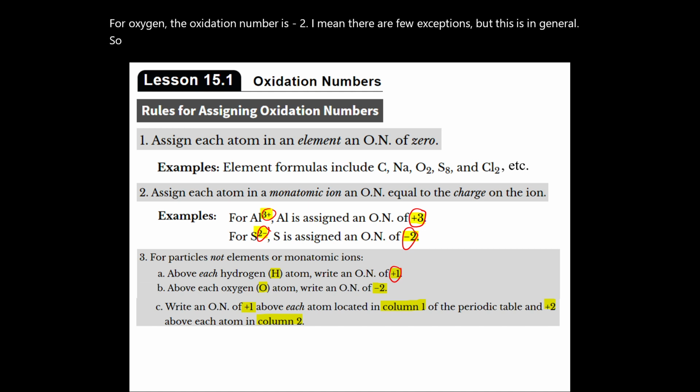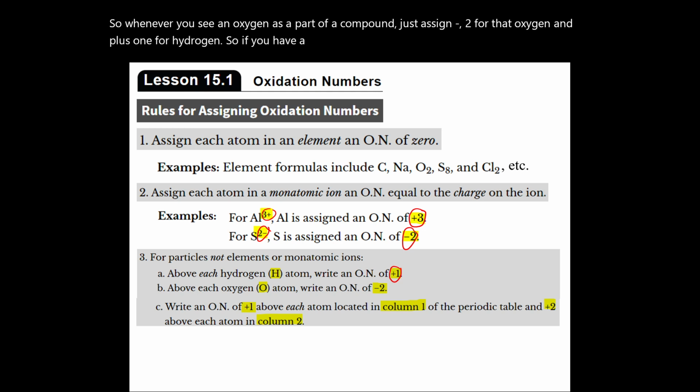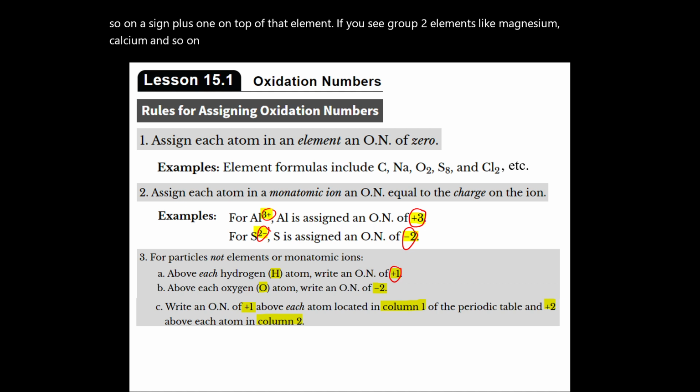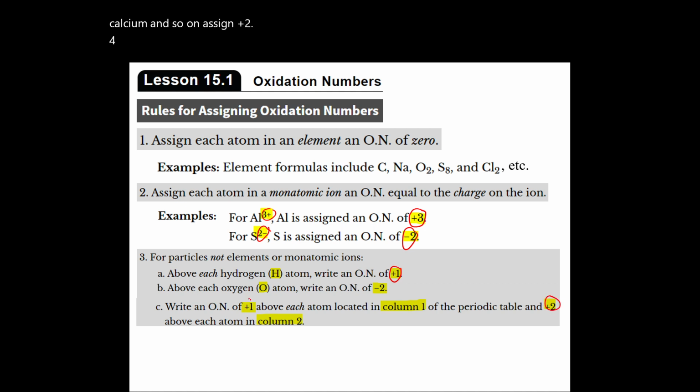So whenever you see an oxygen as a part of a compound, just assign -2 for that oxygen, and +1 for hydrogen. If you have group 1 elements like lithium, sodium, potassium, and so on, assign +1 on top of that element. If you see group 2 elements like magnesium, calcium, and so on, assign +2 for that element. So these are the rules that we can keep in mind to find the other oxidation numbers.